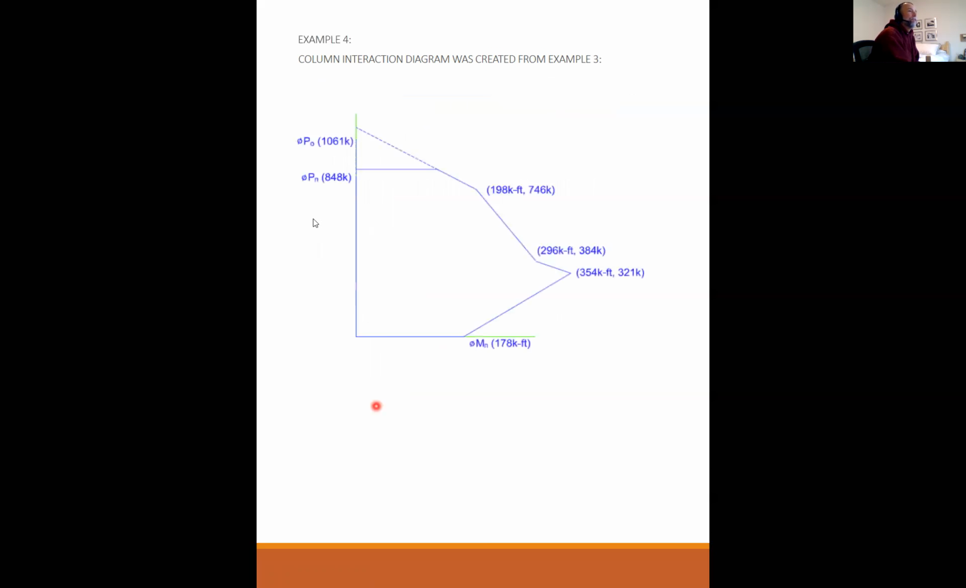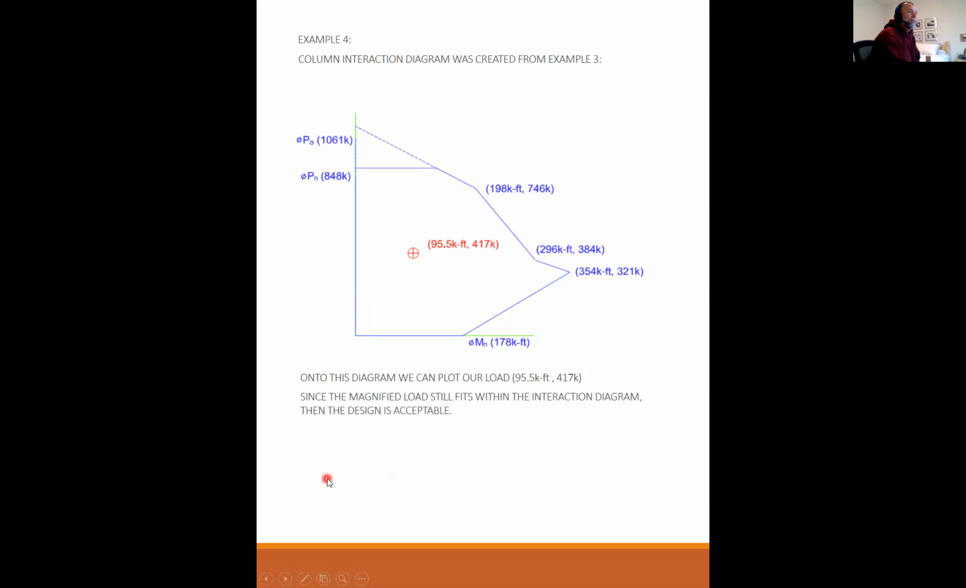Column interaction diagram. We don't have to do it again. We're going to use the same column as from example 3. So there's the diagram we created from example 3. And onto this diagram, we plot our load, 95.5 and 417. And there it is right there. Since the magnified load still fits within the interaction diagram, then the design is acceptable. And we met that 1.4 criteria, so therefore it is acceptable as well.